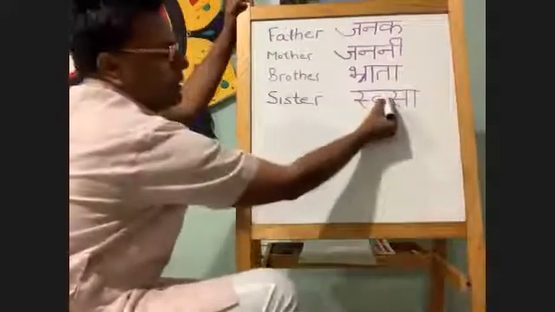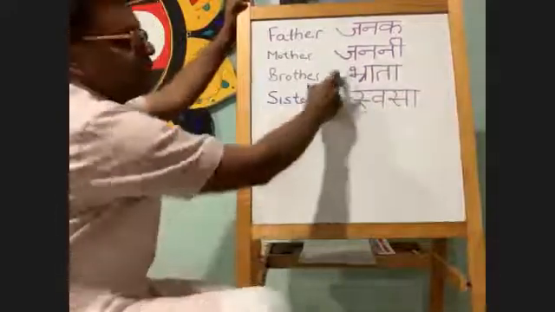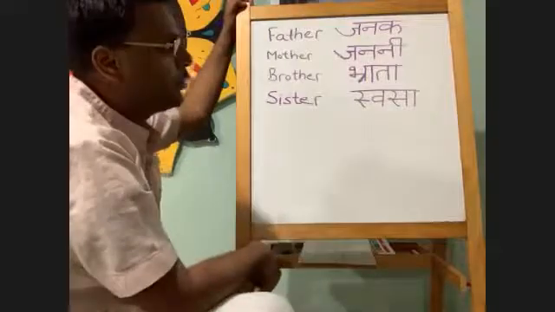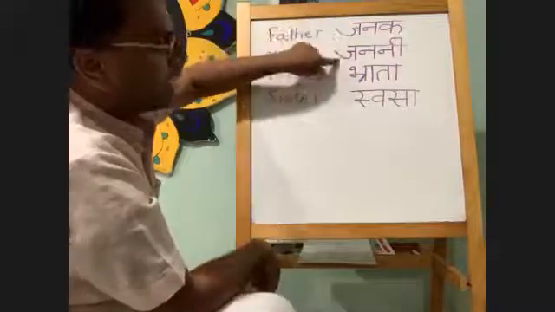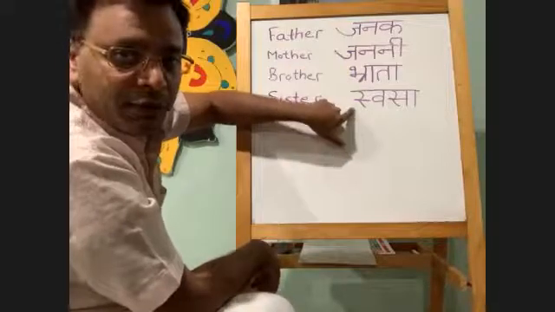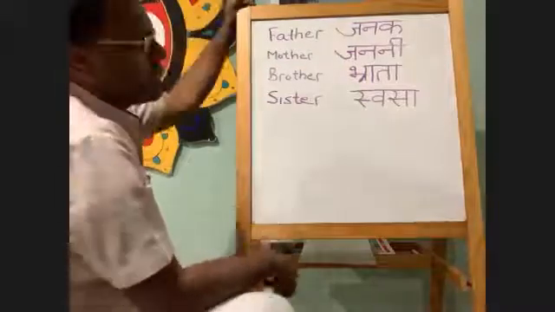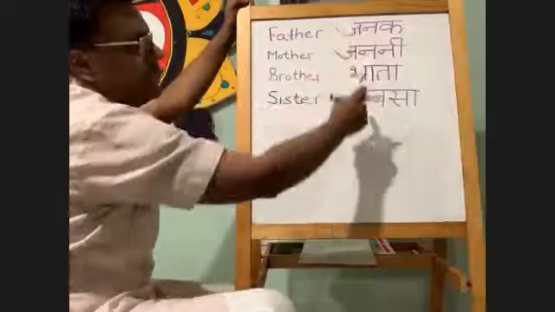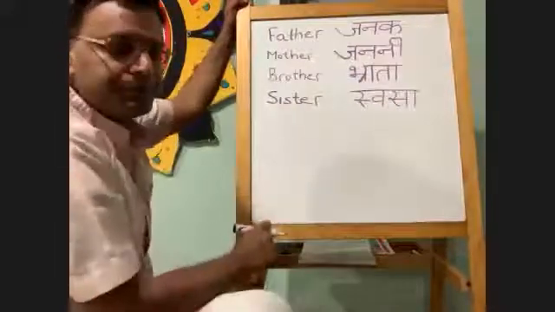Okay, so you may be familiar with these words. Their Hindi versions also: Pita, Mata, Bhaiya for brother, and Behan. Swasa. So the Sanskrit words are Janak, Janani, Bhrata, Swasa.